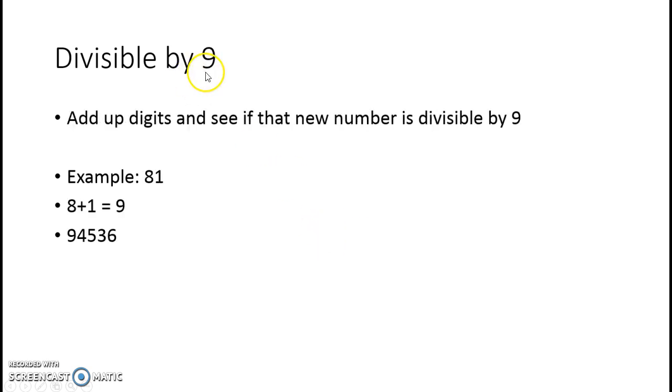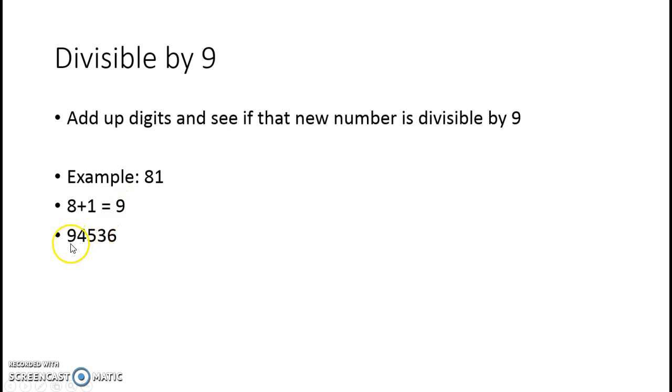Divisible by 9, similar to 3, again, for obvious reasons. All you have to do is add up the digits and see if that new number is divisible by 9. 81, we know, is divisible by 9. Let's try it out. 8 plus 1, well, that's just 9. And so that works out. And it is divisible by 9.